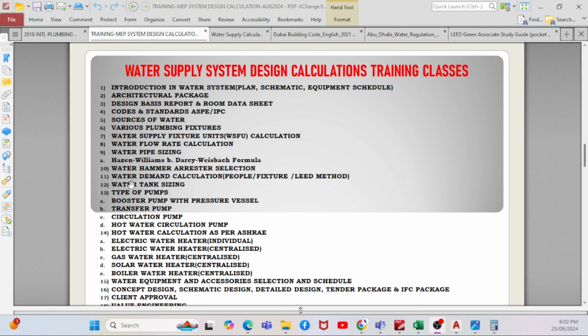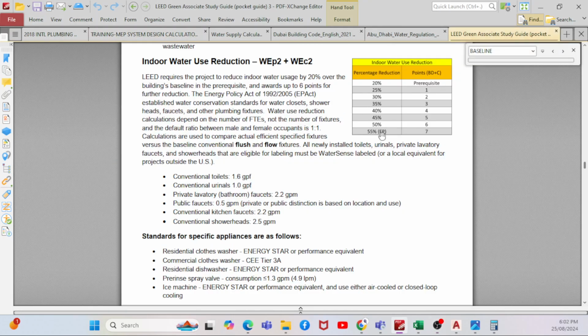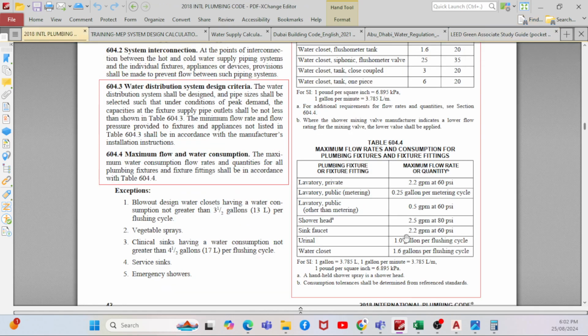Okay. Just now, for the water demand calculation, we have seen the people method and the fixture method. Now the third one will be the LEED method. If you go to the LEED chart, there is a LEED guideline available. The same thing is also in the IPC standard. If you go to this particular one, can you see the lavatory private, 2.2 gallon per minute, right?